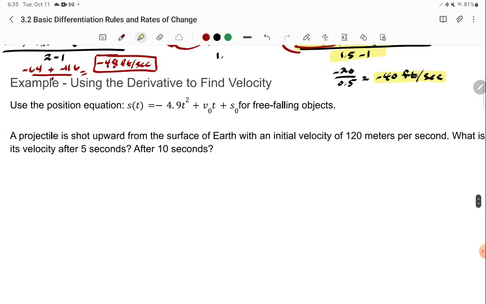So these two times are at 5 seconds and 10 seconds. Our function is given to us up here. That's our position function. And they give us the initial velocity. It says from the surface of the Earth, so that gives us our initial position as well, that's s sub 0. Go ahead and try this on your own, finding the speed at 5 and 10 seconds.